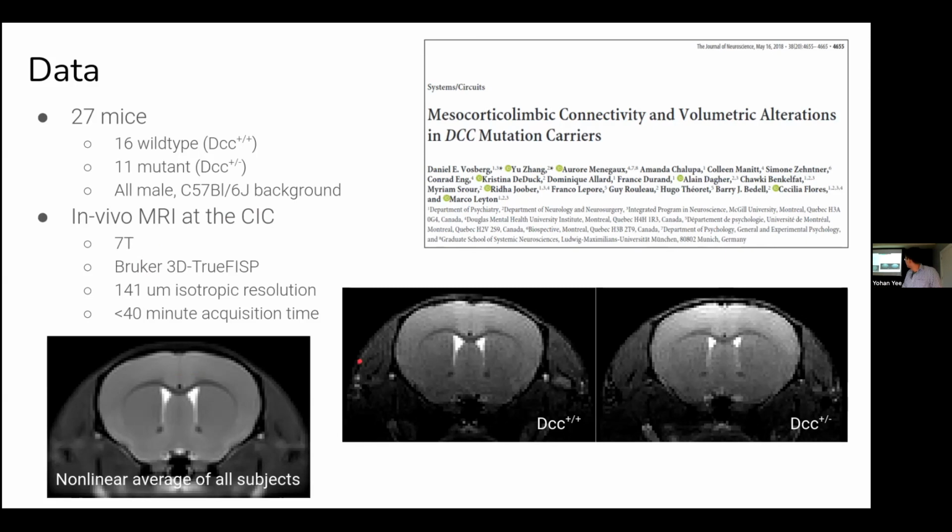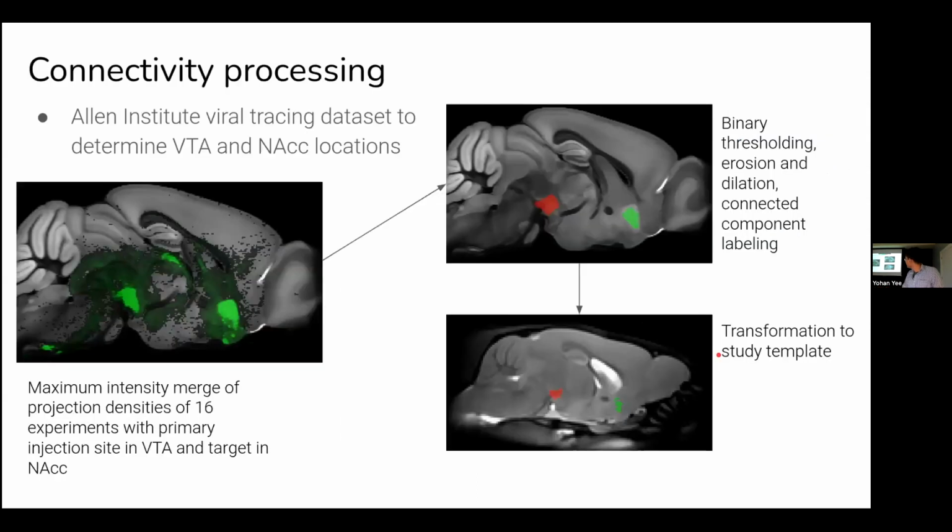So shown here are images of normal control mice and an image of a DCC haploinsufficient mouse. It's really hard to see any differences, but through image registration, we can pick up very subtle differences in volume. We wanted to look at structural covariance between the VTA and parts of the brain where neurons project to from the VTA, in particular the nucleus accumbens.